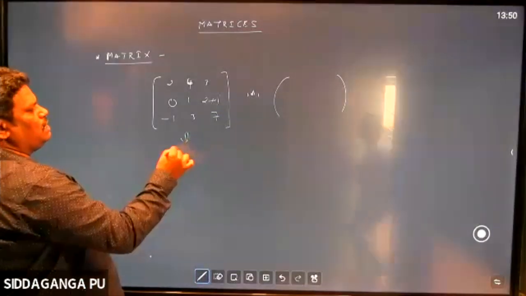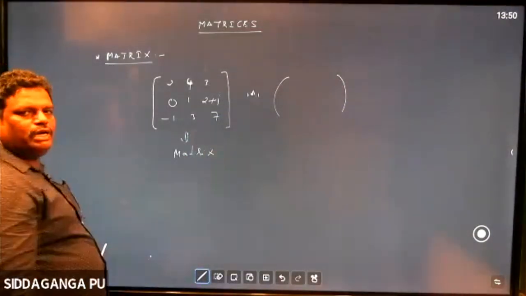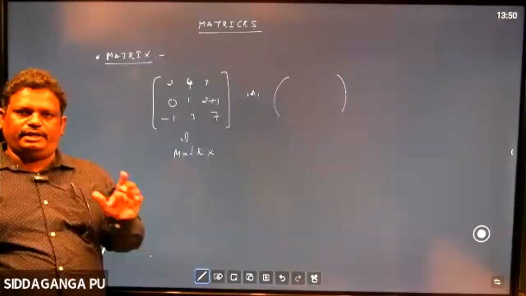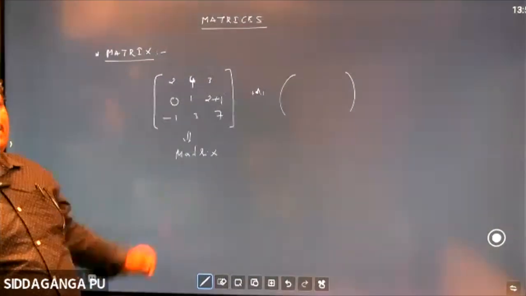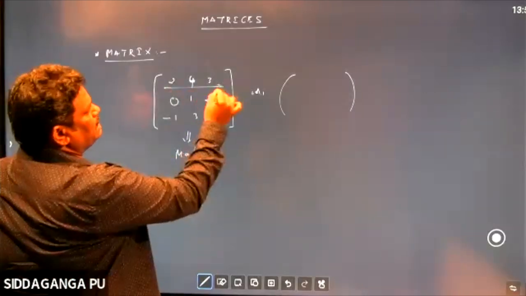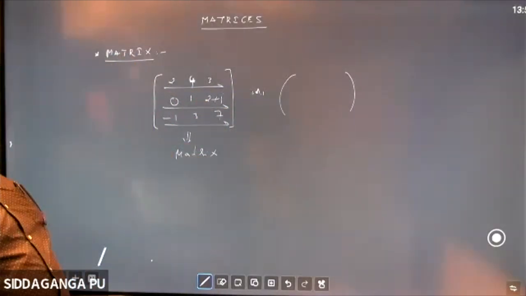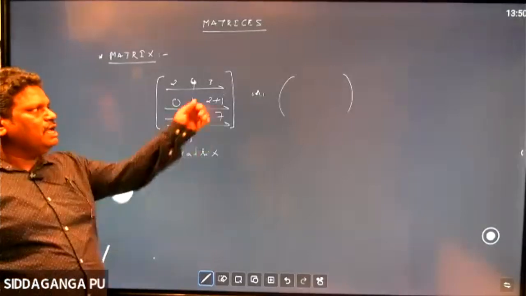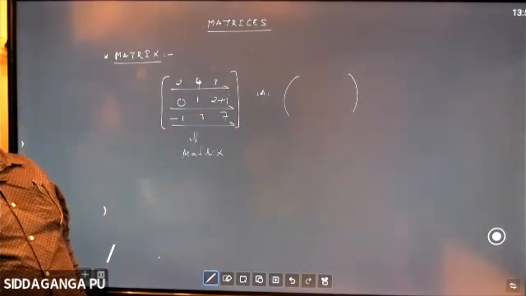Now what is this structure called? A matrix. Every matrix must have some rows and columns. The horizontal lines are called the rows. Then the vertical lines, 2, 0, minus 1, 4, 1, 3, 3, 2 plus i, plus 7, are called columns.